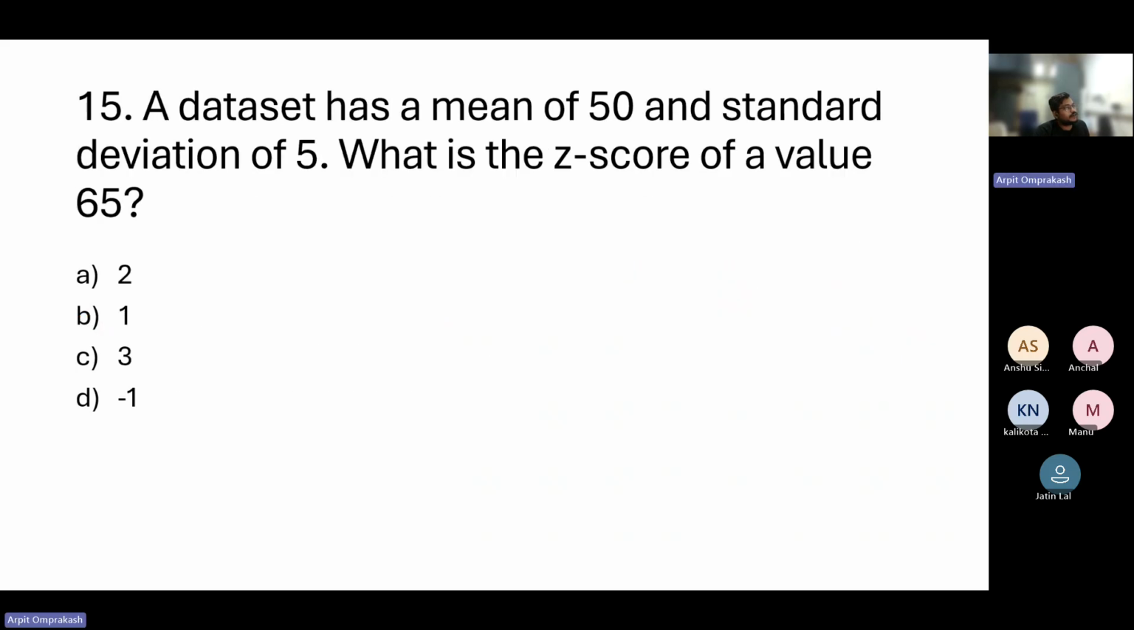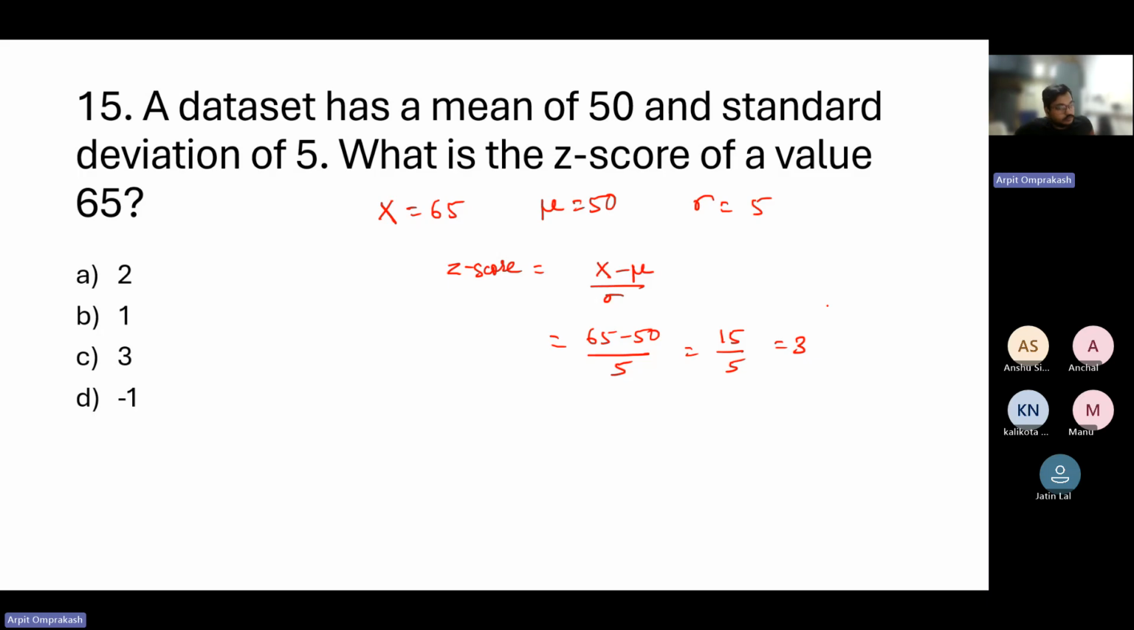Number 15, a data set has a mean of 50 and a standard deviation of 5. What is the z-score of a value of 65? So we are given x is the value which is 65. Sorry. We are given mean is equal to 50 and we are given standard deviation is equal to 5. So the z-score will be x minus mu by sigma, which is 65 minus 50 by 5, which is 15 by 5, which is 3. So the answer here will be option C, 3.